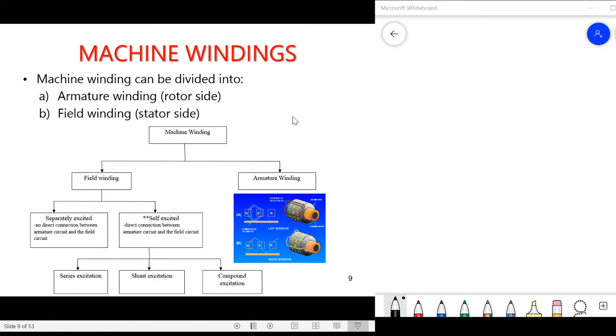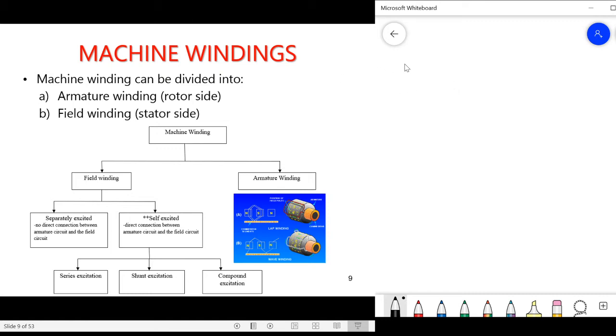So maksudnya untuk motor dan generator ada empat lah. You ada separately excited motor dan juga generator. You ada separately. Kenapa dia tak keluar whiteboard? Okay. So maksudnya kalau saya contoh yang sini.